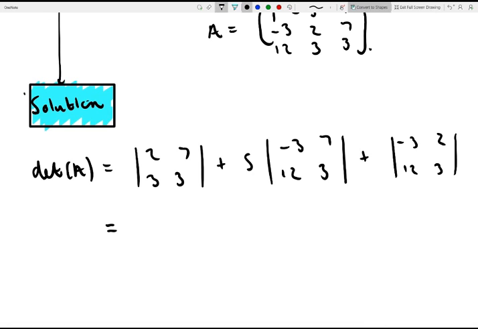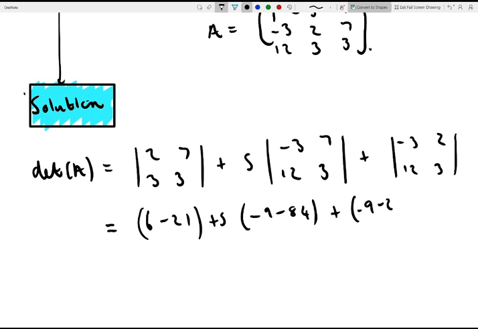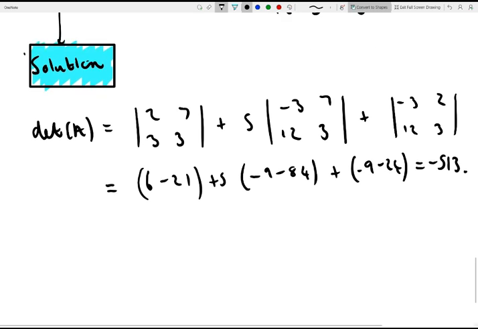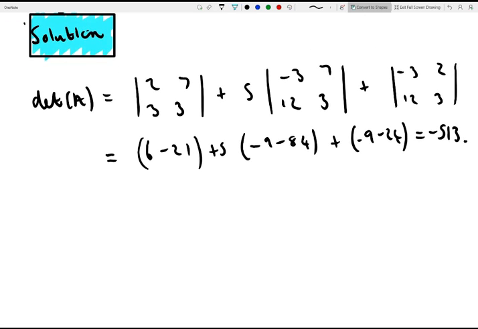and calculating these 2 by 2s, we have 6 minus 21, plus 5 times minus 9 minus 84, plus minus 9 minus 24, and simplifying all of this we get minus 513. So that's our solution. Let's look at another example.